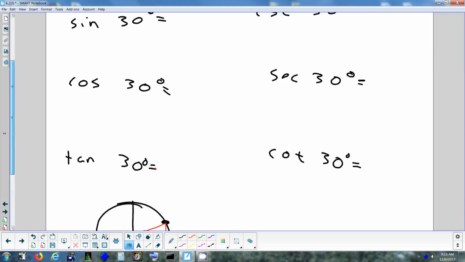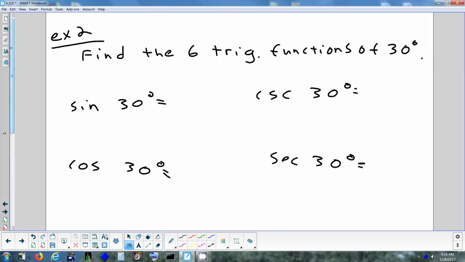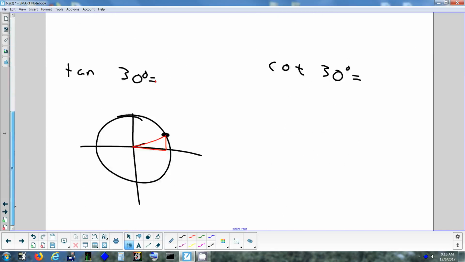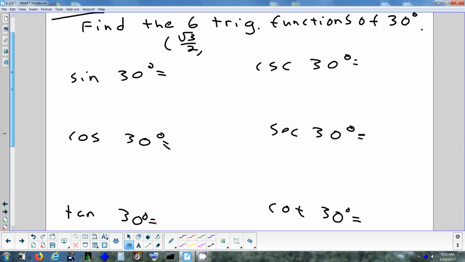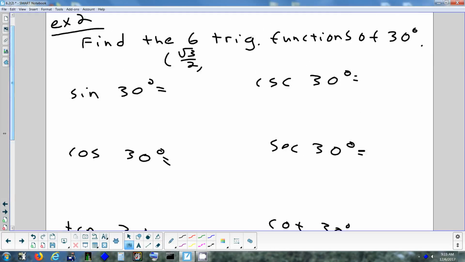So x is the long side, and how long is the long side? What's the number for that? So x is root 3 over 2. Y is the short side. And how long is the short side? Yep, Liam. 1/2. Okay, so there's your coordinate. Now just fill in all the values.